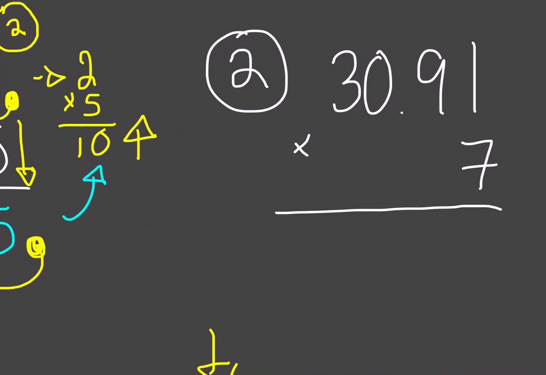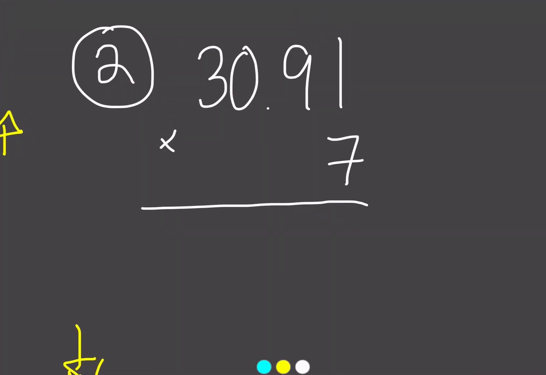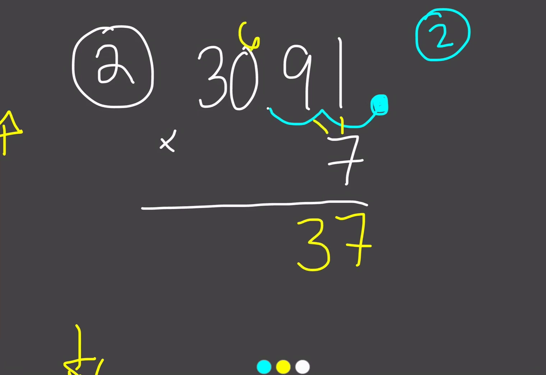Number 2, same thing. I need to jump my decimal. It took me 2 jumps. I put my 2 over to the side so I won't forget. Now I just multiply like normal. 7 times 1 is 7. 7 times 9 is 63. Carry my 6. 7 times 0 is 0. Plus 6 is 6. And 7 times 3 is 21.